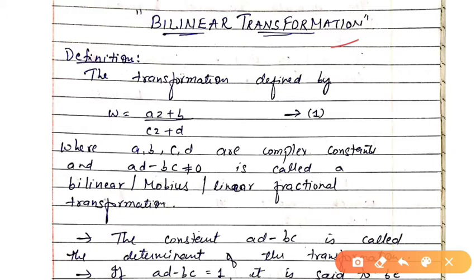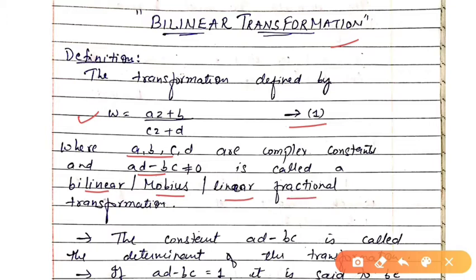Again, this is an important topic from the examination point of view. So try to understand in the best proper way you can. The definition is the transformation defined by W equal to AZ plus B upon CZ plus D. We name it as equation 1, where A, B, C, D are complex constants and AD minus BC is not equal to 0, is called bilinear, Mobius or linear fractional transformation.